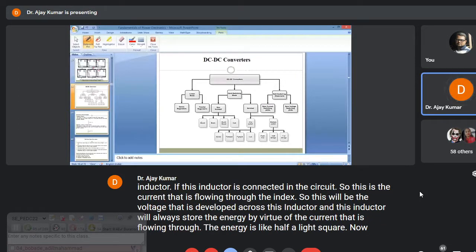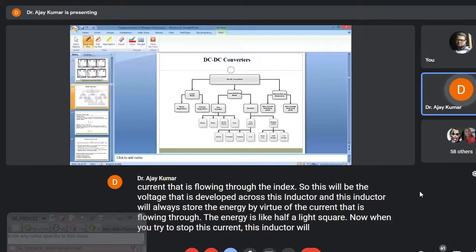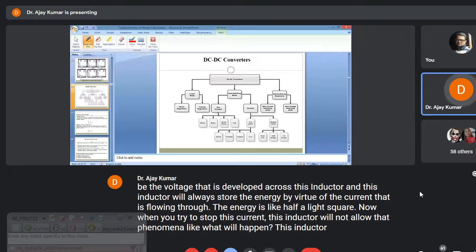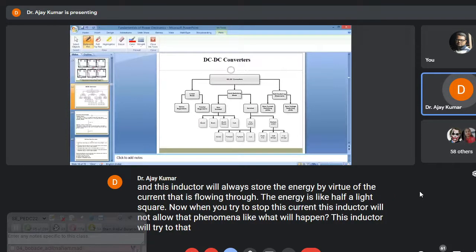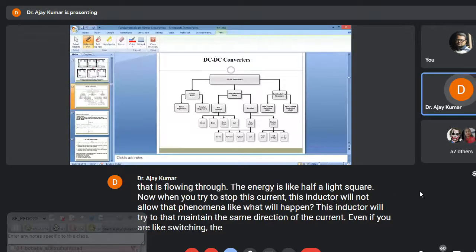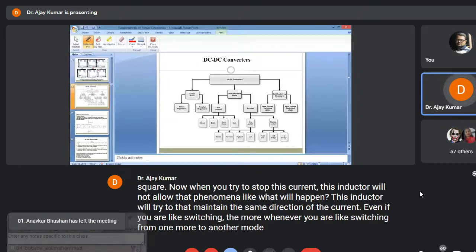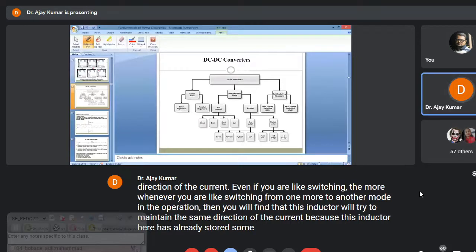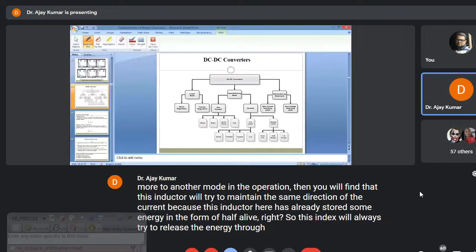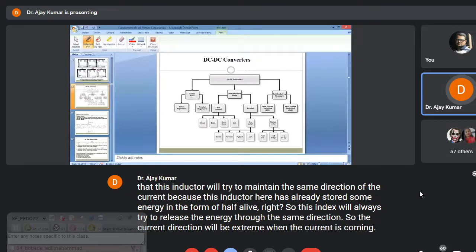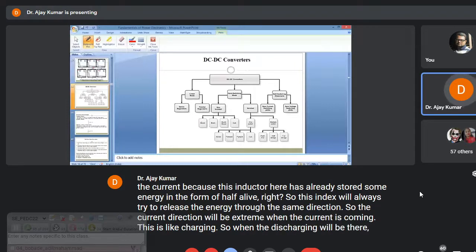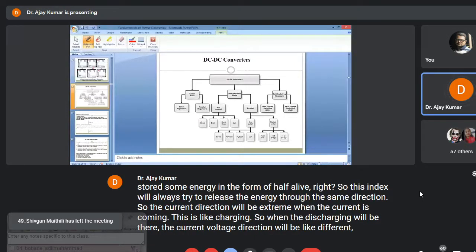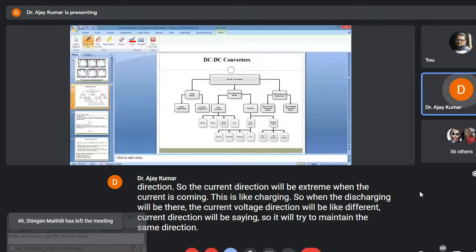Now, when you try to stop this current, the inductor will not allow that phenomenon, right? What will happen? The inductor will try to maintain the same direction of the current, even when you are switching the mode. Whenever you switch from one mode to another, you will find that the inductor tries to maintain the same direction of current, because it has already stored some energy in the form of half L i square. So it will always try to release the energy through the same direction. When the current is coming, this is charging. When discharging happens, the voltage direction will be different, but the current direction will be the same. So you have to use this property of the inductor.